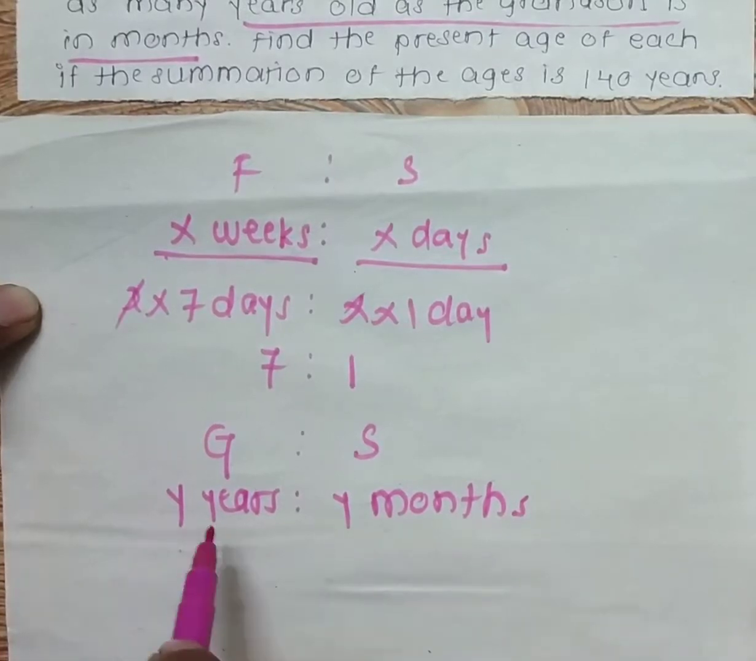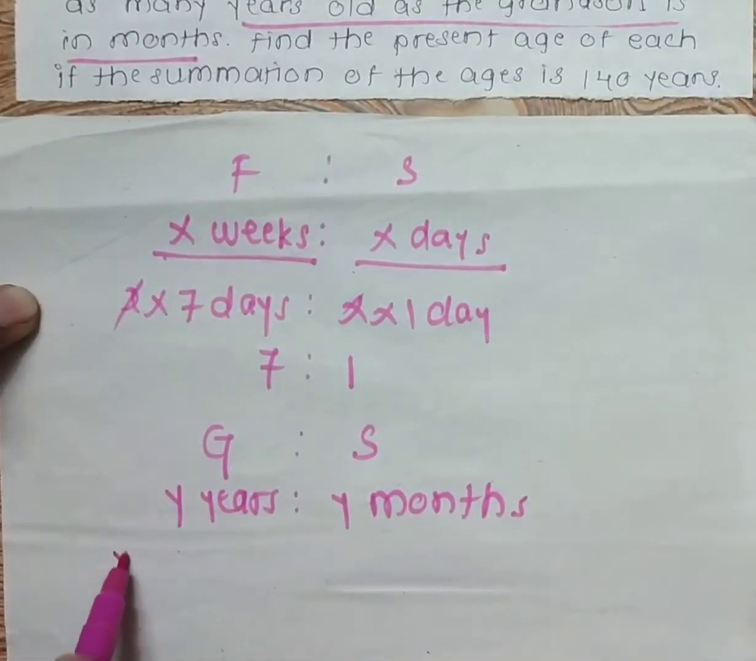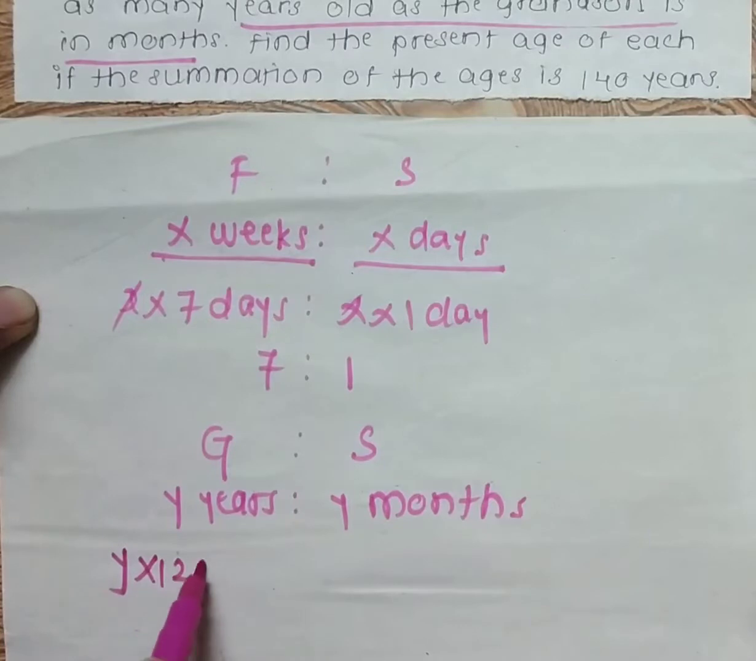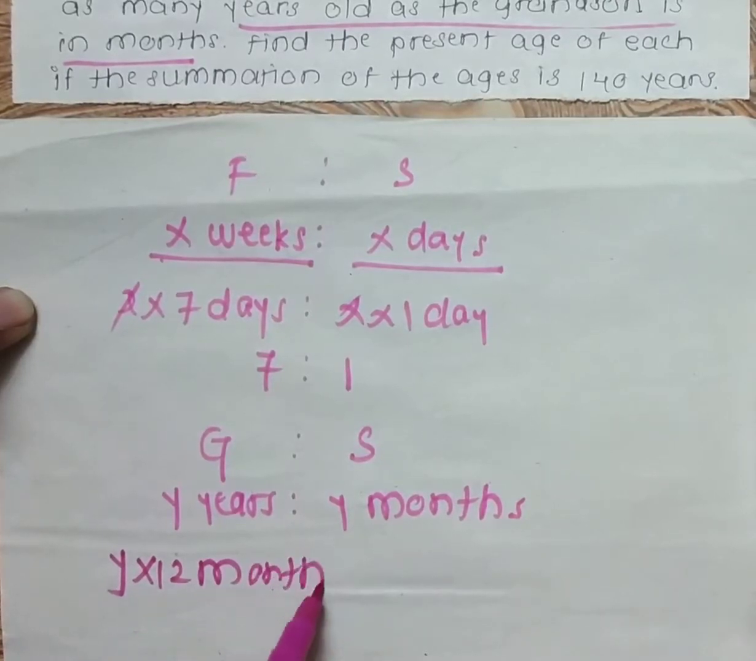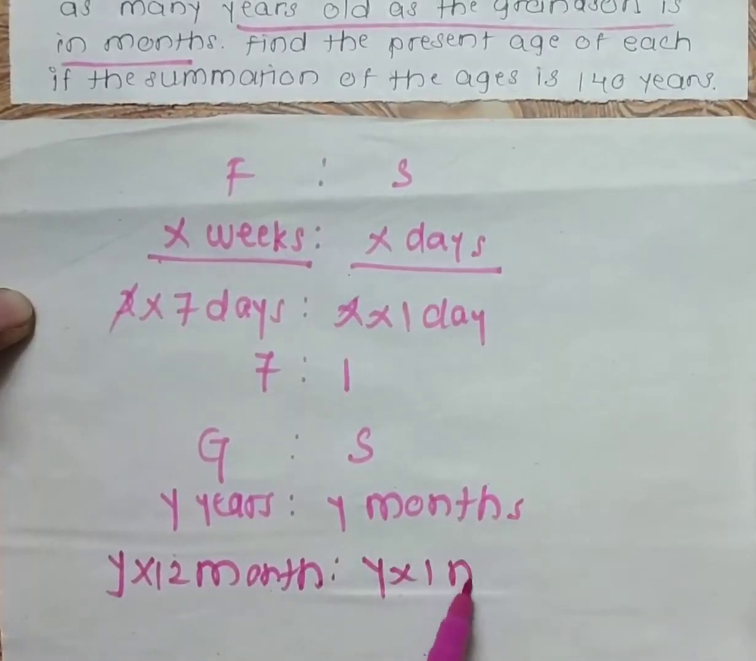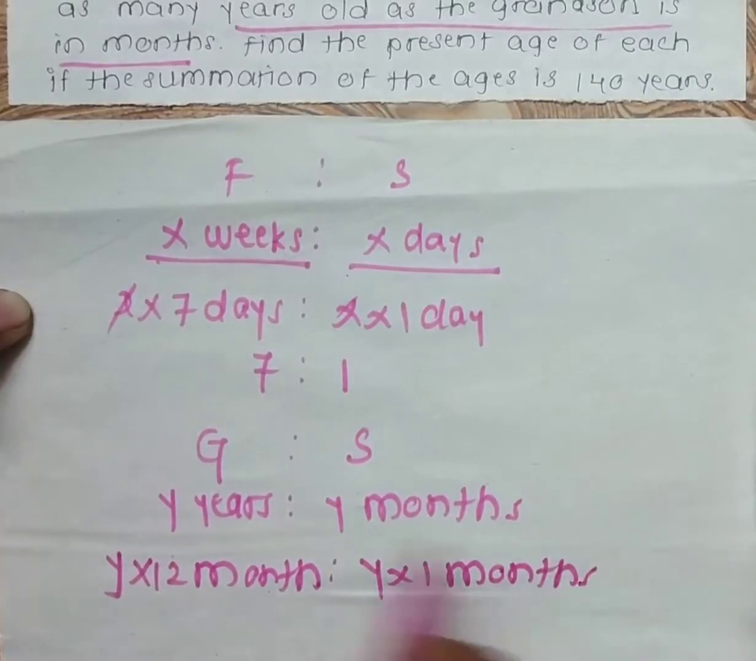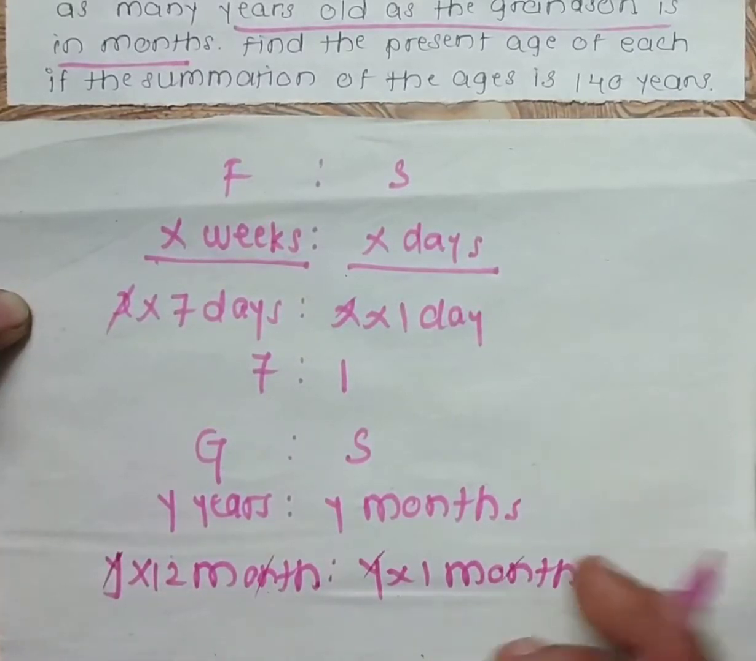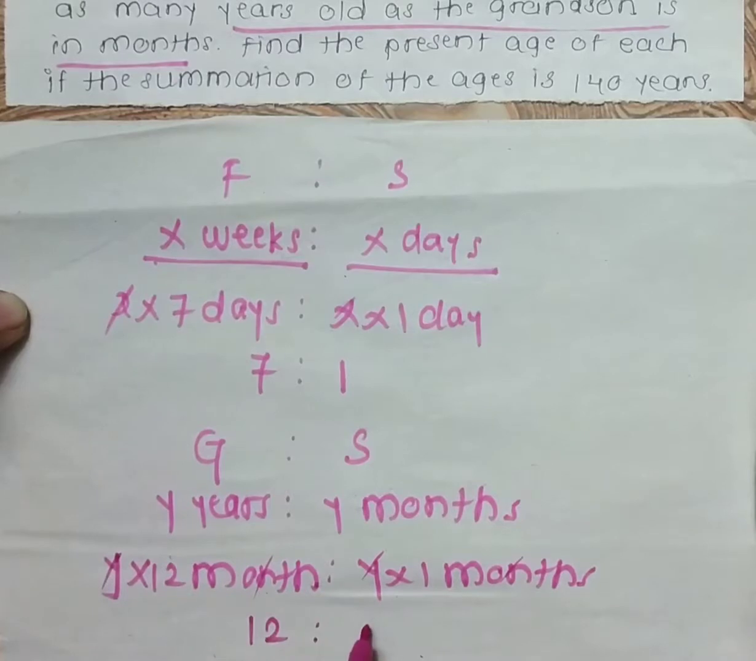And we know that in 1 year there are 12 months. So I can write it as y into 12 months, and here y into 1 month. So this y gets cancelled, month also gets cancelled. We get the ratio grandfather to grandson as 12:1.